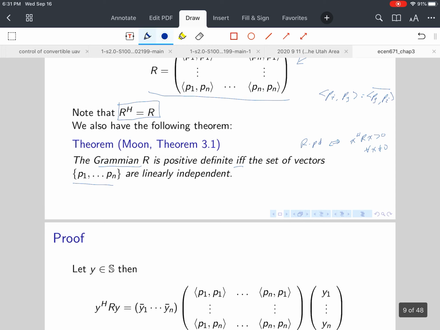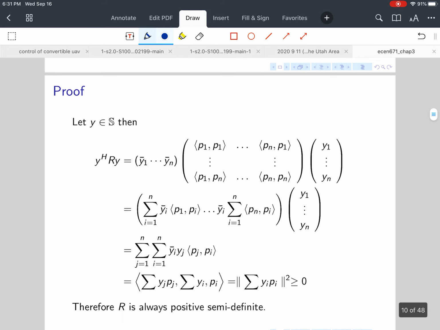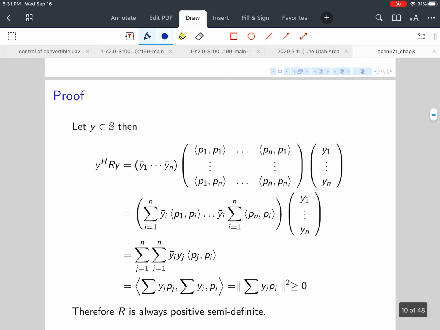So the Gramian R is positive definite if and only if the set of elements P1 up to Pn are linearly independent. And I guess we can prove that. So let Y be in S. We want to show that Y^H R Y is in fact strictly greater than 0 if P1 to Pn are linearly independent. So we can write out what this means. It means this vector of Y1 complex conjugate up to Yn complex conjugate, times the Gramian, times Y1 up to Yn. That's just Y^H R Y.